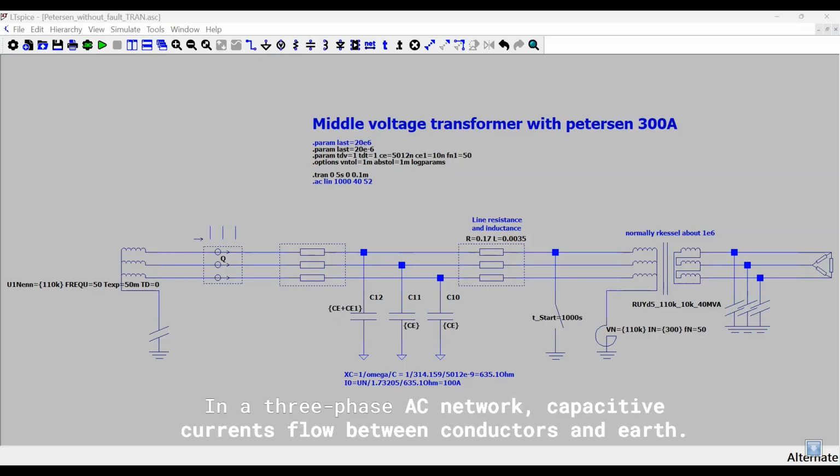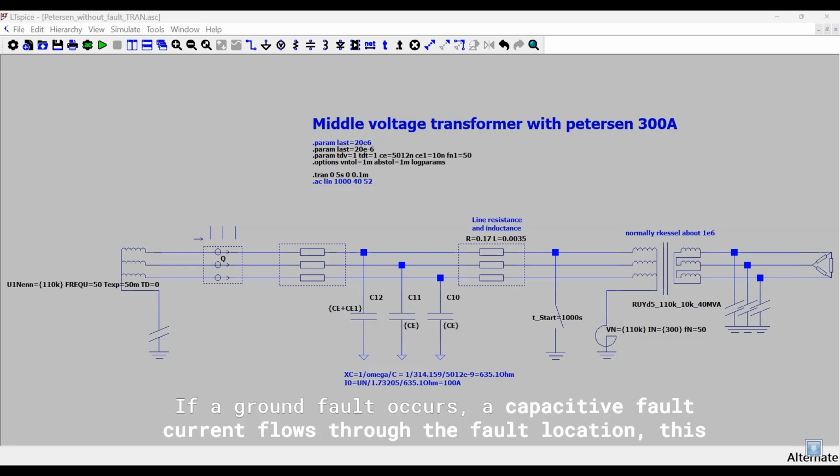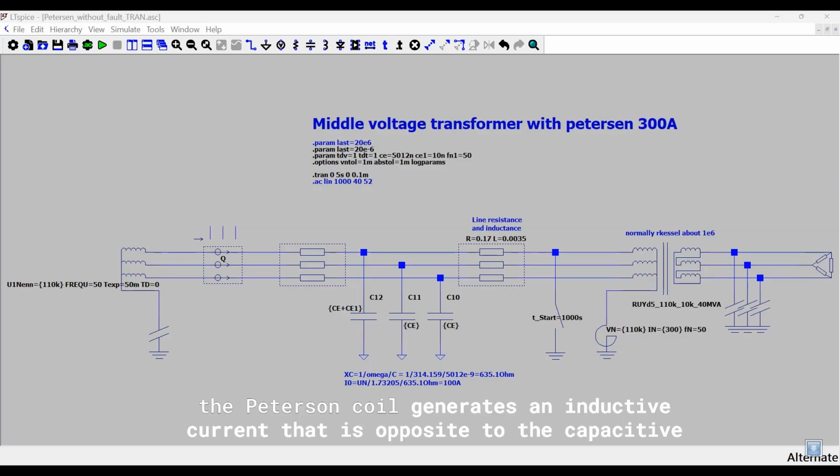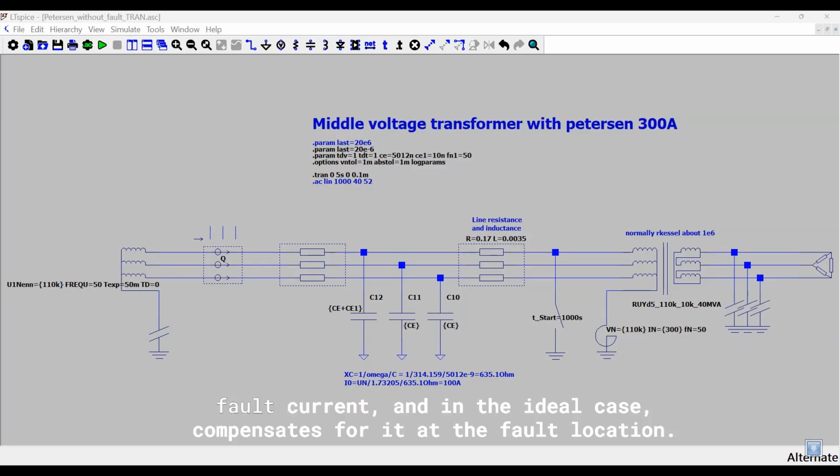In a three-phase AC network, capacitive currents flow between conductors and earth. If a ground fault occurs, a capacitive fault current flows through the fault location. This can be dangerously high. In the event of a fault, the Petersen coil generates an inductive current that is opposite to the capacitive fault current, and in the ideal case, compensates for it at the fault location.